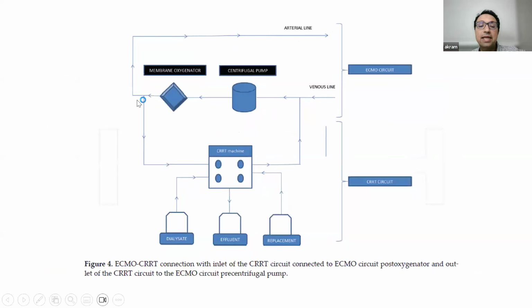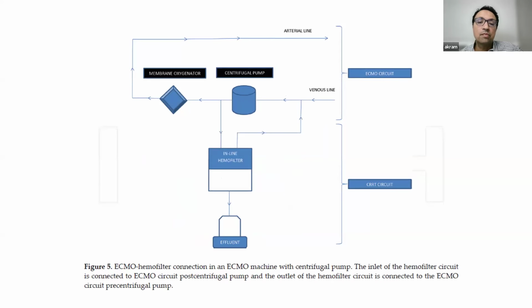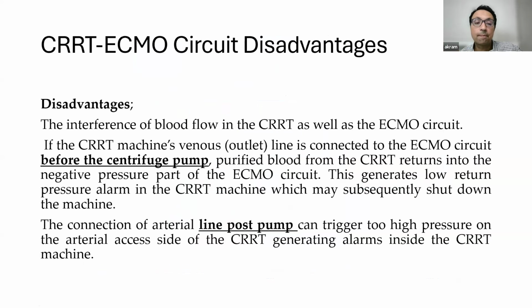Or we can drain after the oxygenator and return before the pump, and we don't like this, because if there are any air bubbles, the pump will stop, and this may result in a life-threatening problem through interruption of the patient's ECMO circuit. Sometimes we drain from post-pump and return pre-pump, and it's the same, that this may interrupt the ECMO circuit.